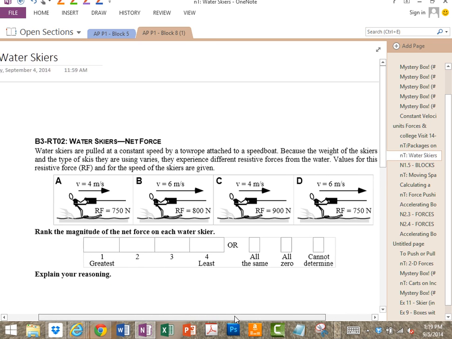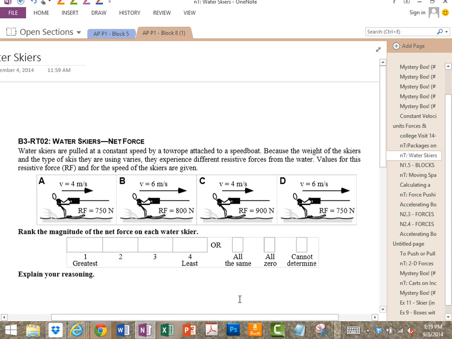Sometimes they have really cool pictures like these. I love these pictures, right? All right. Water skiers are pulled at a constant speed by a tow rope attached to a speedboat. Because the weight of the skiers and the type of skis they're using varies, they experience different resistive forces from the water. Values for the resistive forces, RF, are down here, okay? And the speeds are given as well. The question says, rank the magnitude of the net force on each water skier. So we'll give a couple minutes to think.